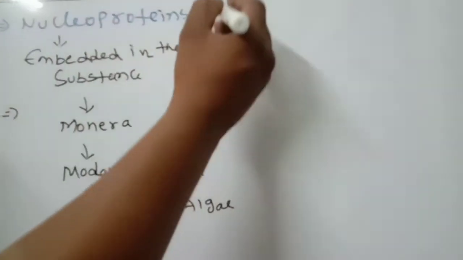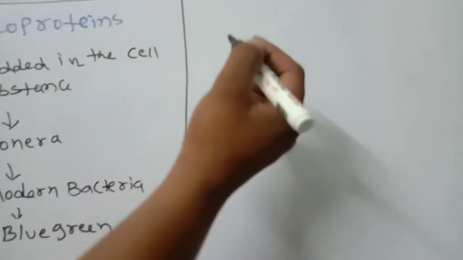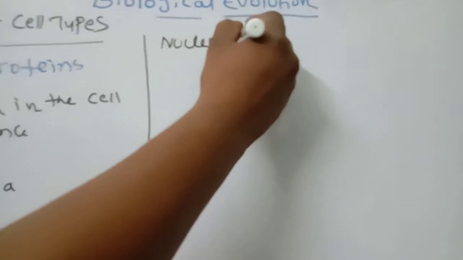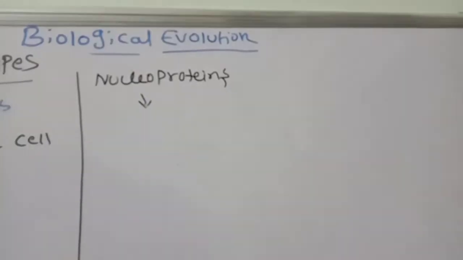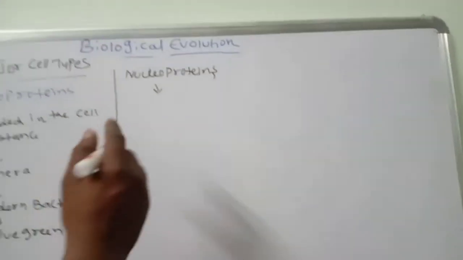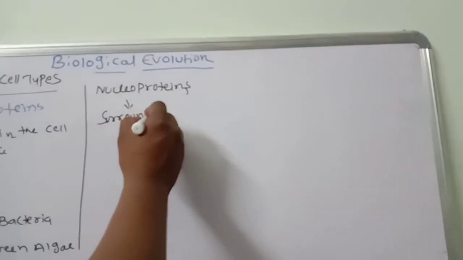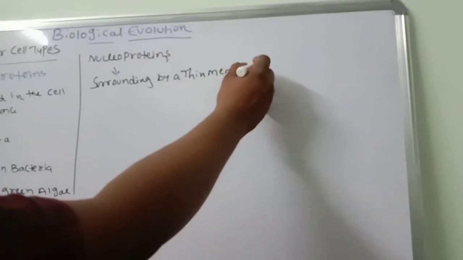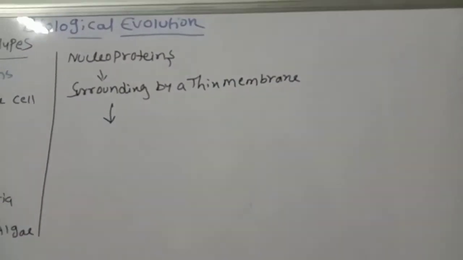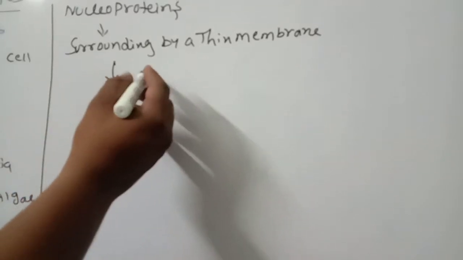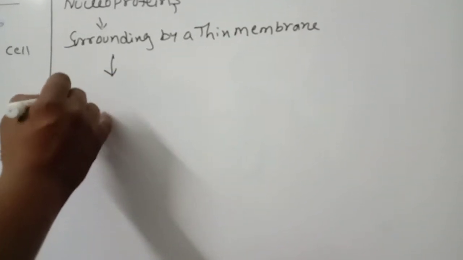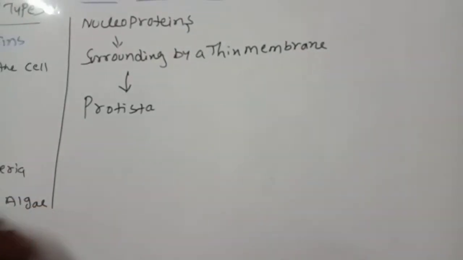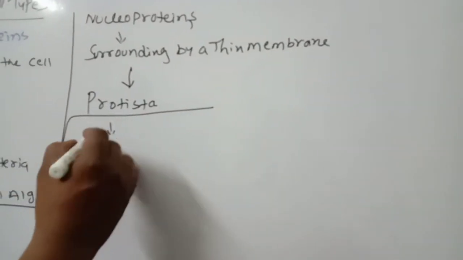Next one, the other form we are going to discuss. What is that one? The nucleoproteins. These nucleoproteins are surrounded by a thin membrane. You know very well, surrounding by a thin membrane means automatically it's a nuclear membrane. So then what happened? This one, you know very well, is the Protista. This one will be considered as which one? Protista.